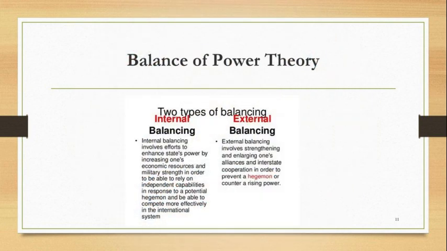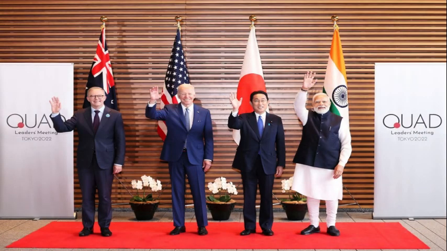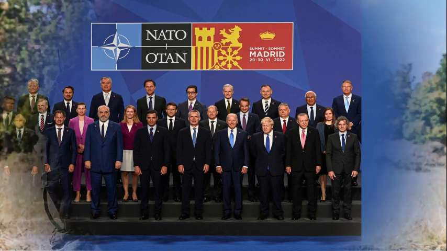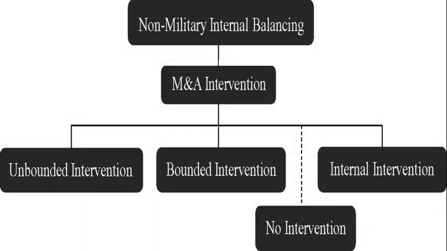Power management happens in primarily two main ways. The first is external balancing, and the second is internal balancing. External balancing involves forming alliances with other nations to collectively counter a powerful adversary. For instance, NATO members work together as allies, ready to defend each other when needed. Whereas internal balancing occurs when a country strengthens its own capabilities, economically, militarily, or otherwise, to counter a potential threat.